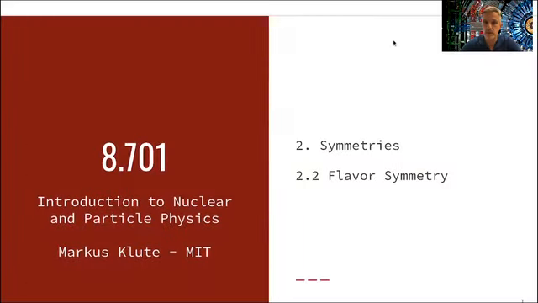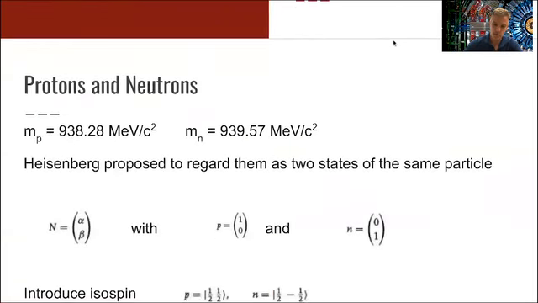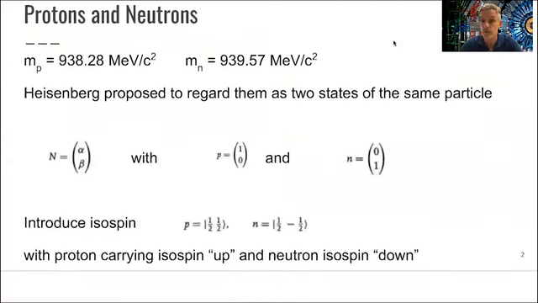Hello, so with this recording, I'd like to introduce the topic of flavor symmetry. What do we mean by that? When the neutron was discovered, it was noted that the mass of the neutron is very close to the mass of the proton. So it seems like those two particles are somehow related, even though the electric charge is different. The proton is charged, the neutron is neutral. And you can see here that the masses are really very, very close, about 1 MeV or 1% different in mass.